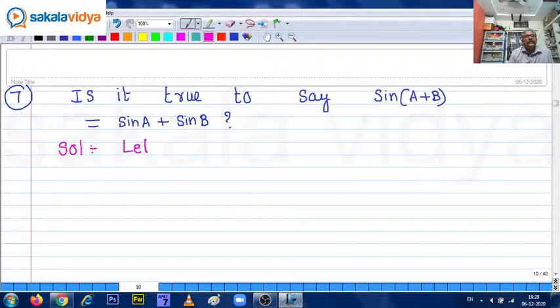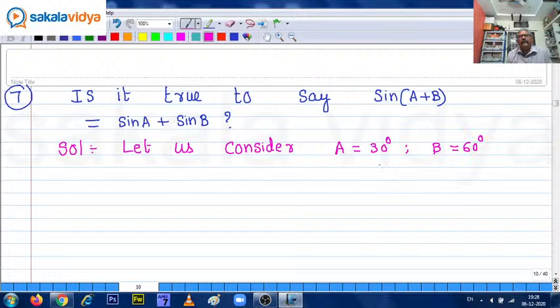So let us consider a equals 30, b equals 60. Better you take like this only: a is equal to 30 and b is equal to 60. Only 30, 60, you select it.